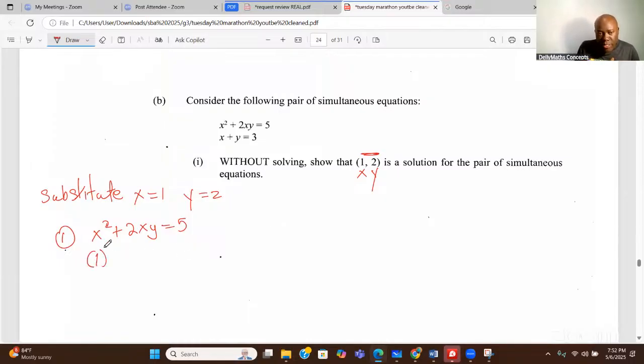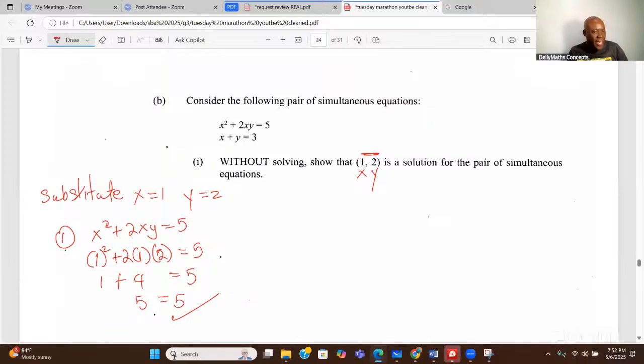x is 1, so 1 squared plus 2 times x, which is 1, times y, which is 2. It should equal 5. When you square 1, you get 1. 2 times 1 is 2, times 2 again, you get 4. 1 plus 4, 5 is equal to 5. Everybody see this? Yes, the numbers are right because 5 equals 5. Are you there? Talk to me now. All right.